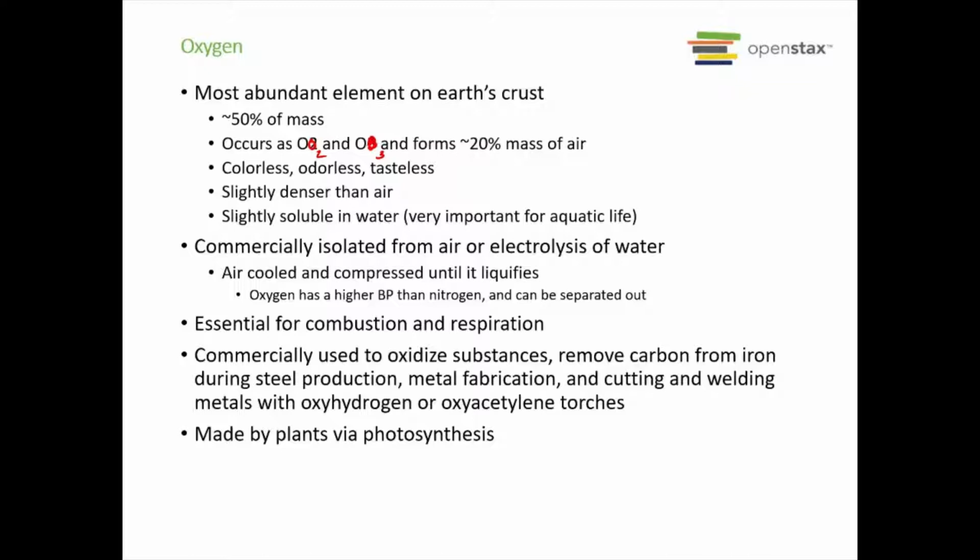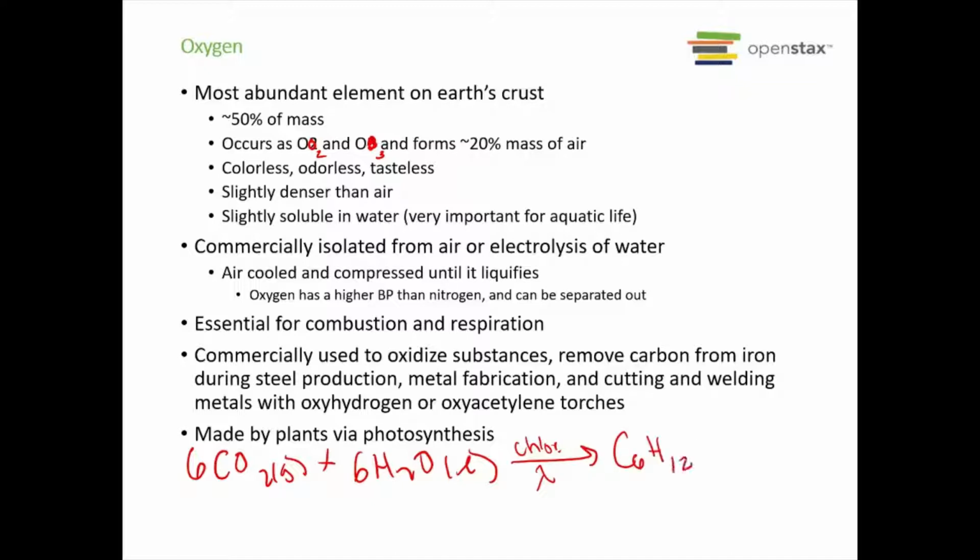Commercially, it has a lot of uses. For instance, oxidizing substances, removing carbon from iron during steel production, metal fabrication, cutting and welding metals, and that's done using an oxyhydrogen or oxyacetylene torch. It's made by plants via the process of photosynthesis, where plants take carbon dioxide from the air and water, and thanks to chlorophyll and light, they make that into glucose and oxygen.